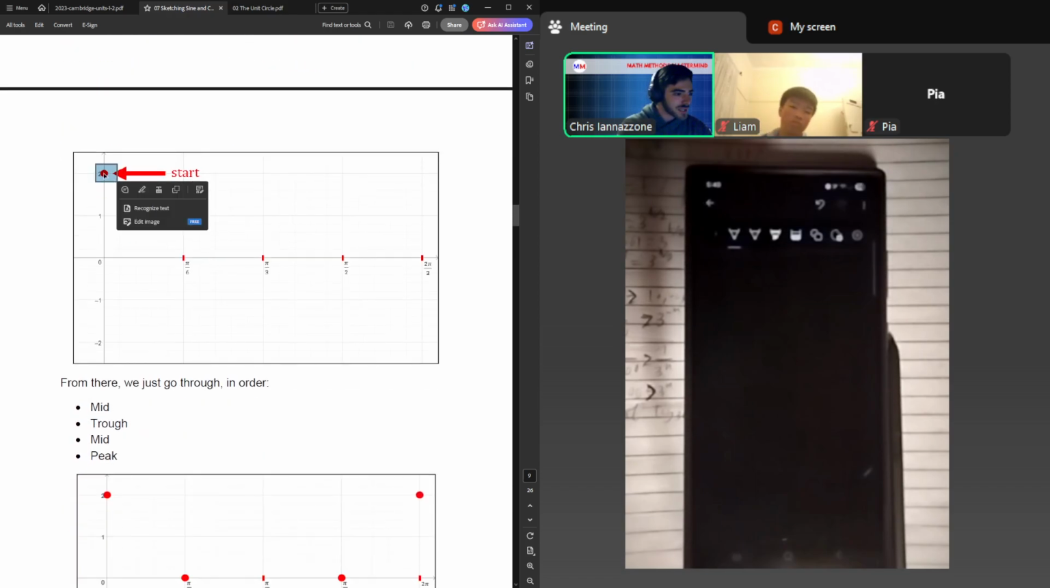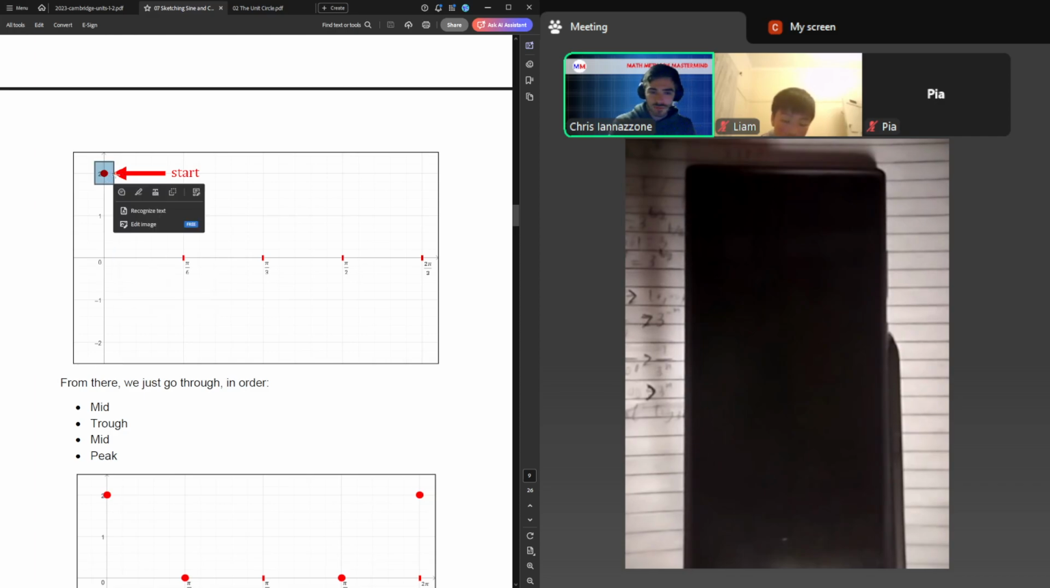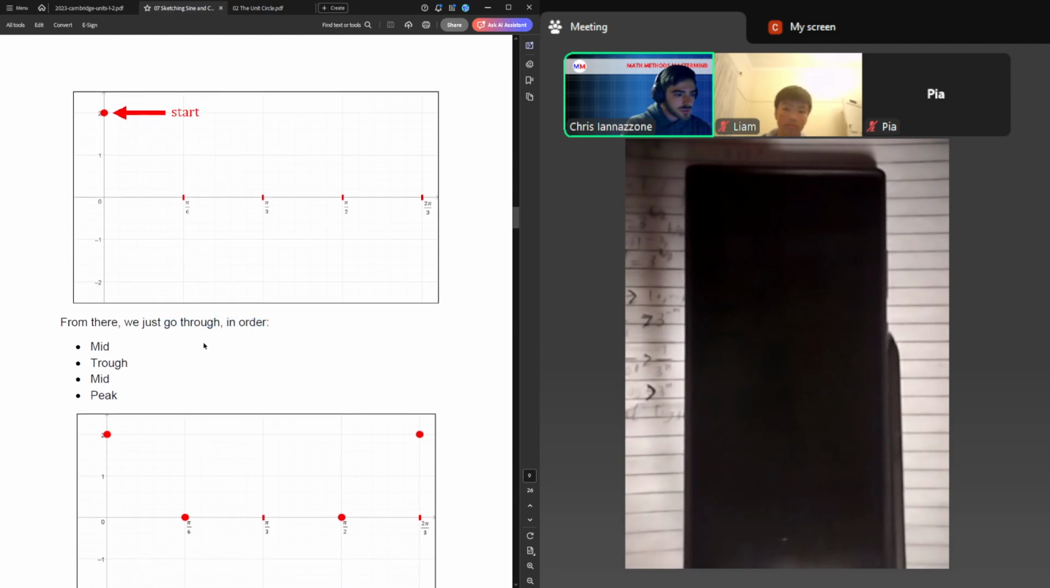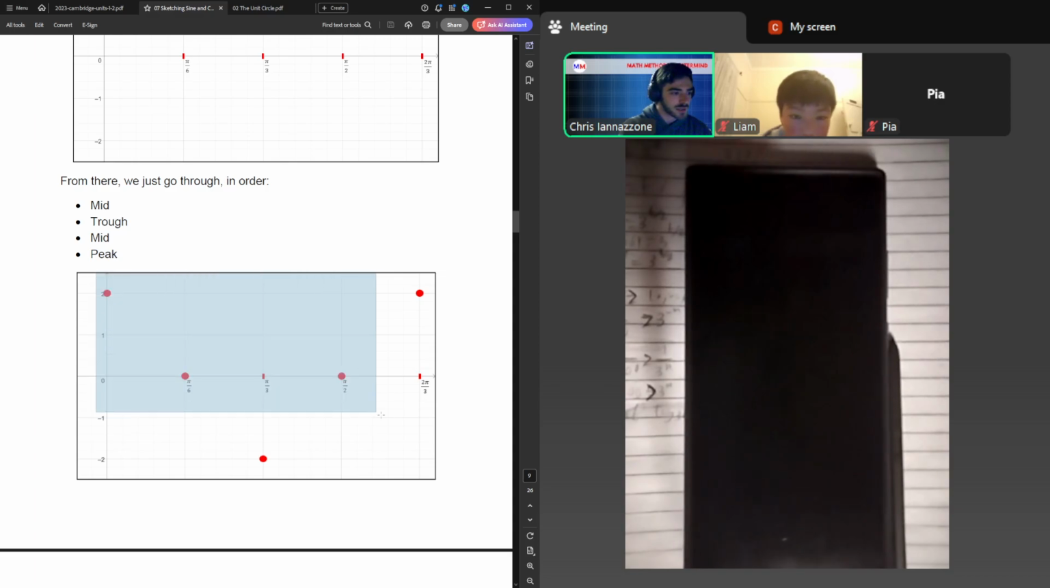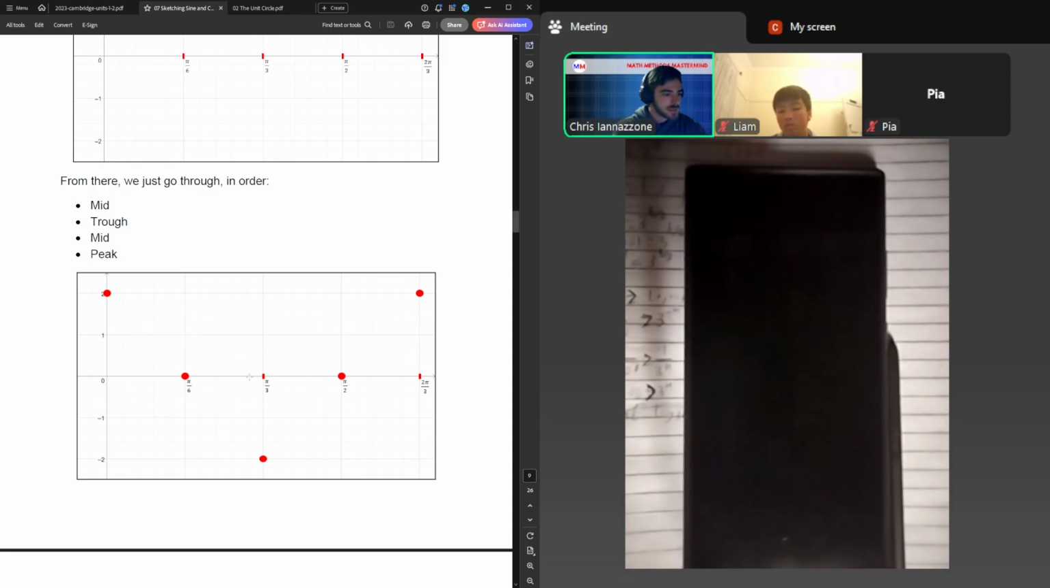When we go through and dot it out, we know our peak value is y equals 2. So when we go to x equals 0, we put a dot at y equals 2. From there, we just go in order of the cycle. So from a peak, it has to go down to a middle, which means this value is going to be the middle. Then the next one's going to be the trough, middle, peak, and you might continue that if you had to do more than one cycle, but usually you don't.